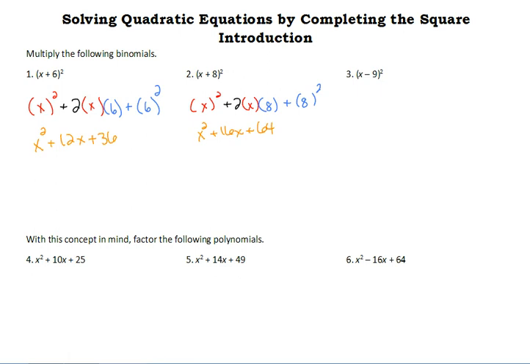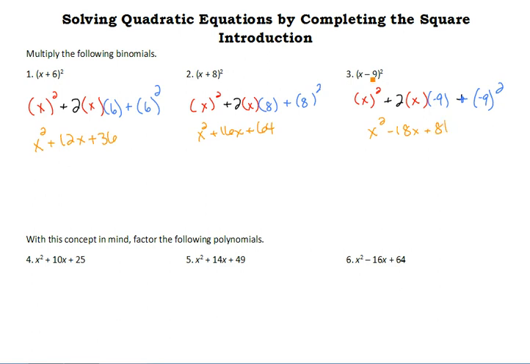Okay, so one more of these. X squared, we're adding twice. This is going to be a little bit different because we have a negative in there. And we'll see how that negative comes into play in just a second here. Okay, so we do still have our x, but now we happen to have a negative 9. Well, looking at this, we have x squared. 2 times x times negative 9 is a negative 18x. Negative 9 squared is a positive 81.